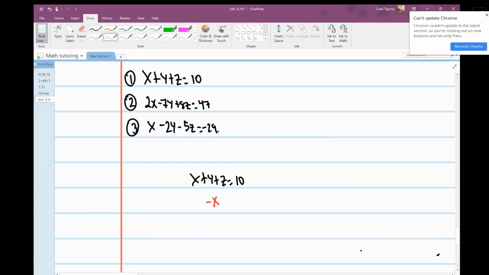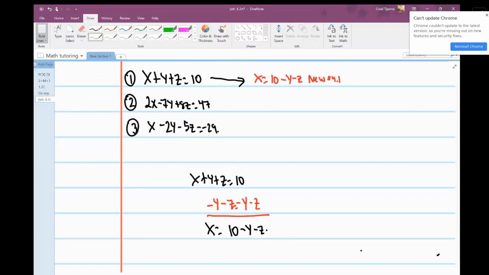To solve for x, you subtract y and then subtract z on both sides, right? So this gives you x equals 10 minus y minus z. Let this be new equation 1. Now what you're going to do is plug this in for x into the two other equations.